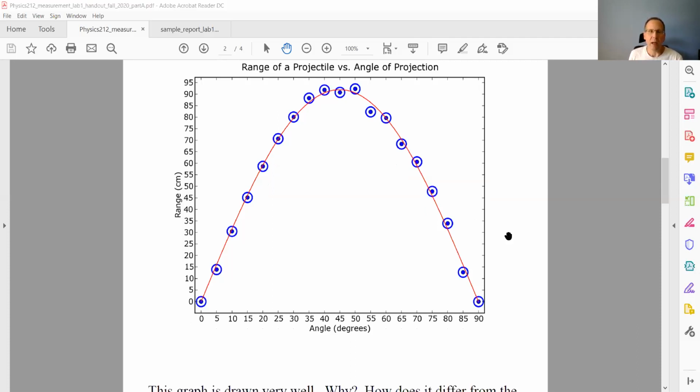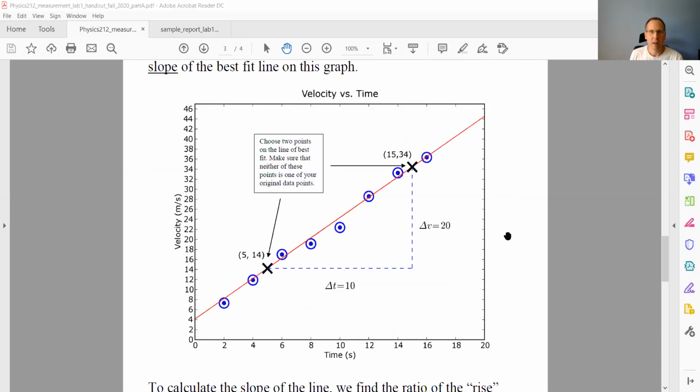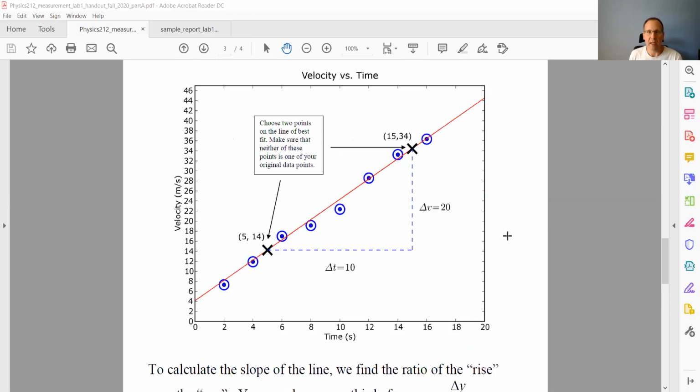Okay, on the third page, this is just an example of how to calculate the slope of the line of best fit. Now, again, in lab it's not going to be such a huge deal, because when you do the fit, the computer program will calculate the slope and give you that information. It'll give you the slope of the line of best fit. But let's say we wanted to calculate a slope by hand, right?